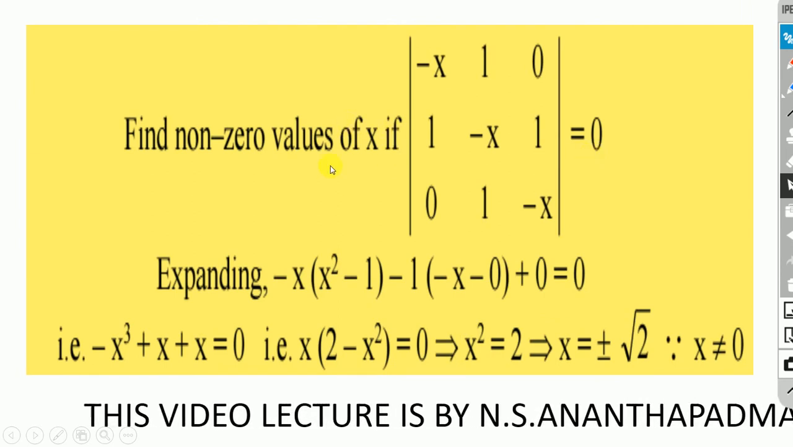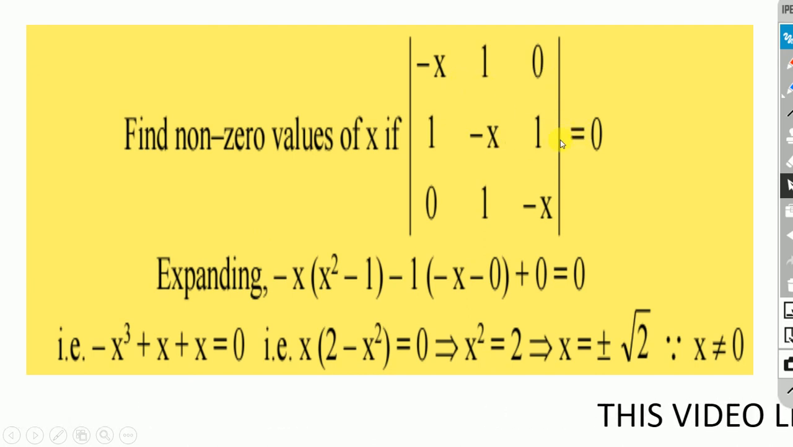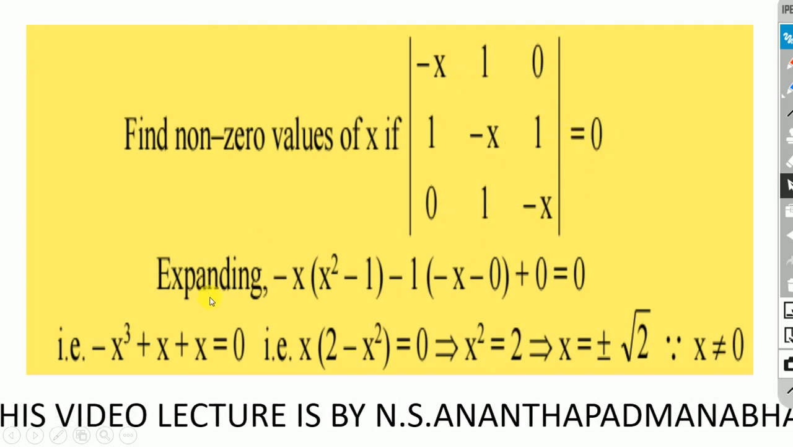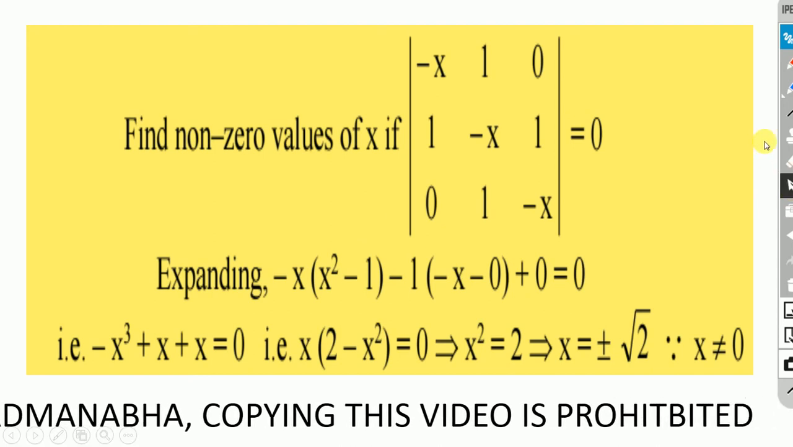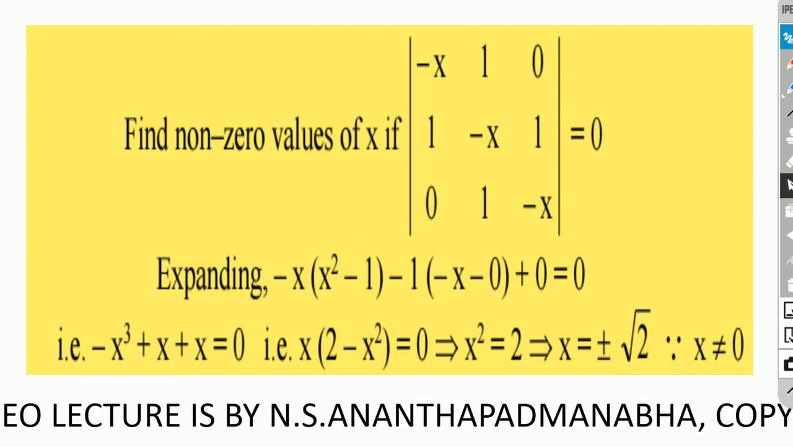Find non-zero values of x if minus x 1 0, 1 minus x 1 0, 1 minus x is equal to 0. So we will expand. All the problems which I am discussing are based on the expansion of the determinants.